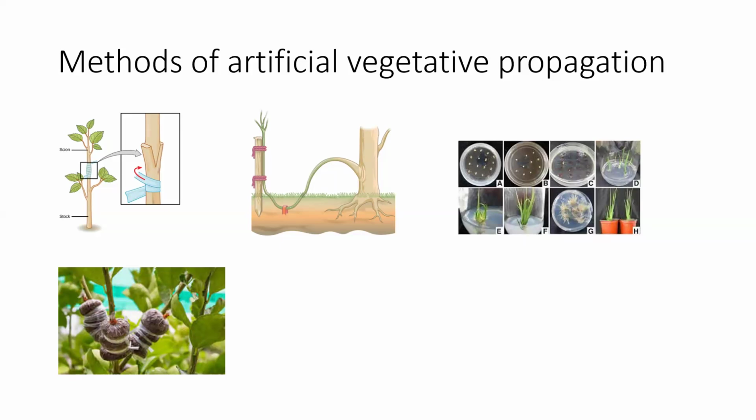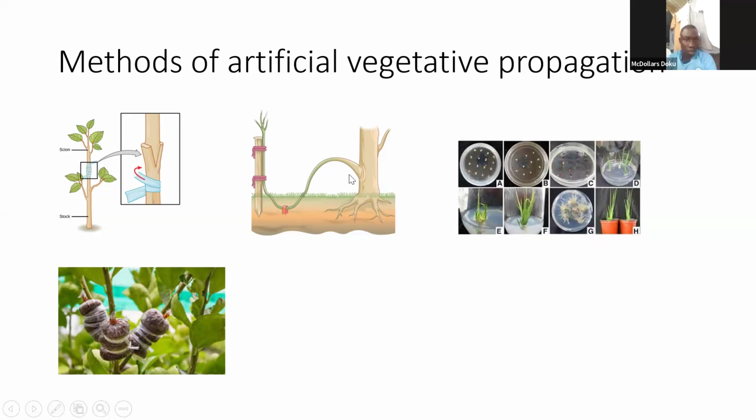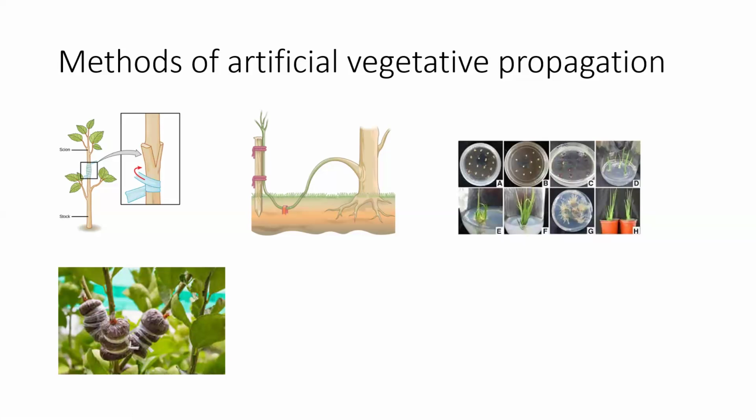For example, the first one here is grafting. Then we have layering. Then we have marketing. And then we have this other one. It is micropropagation. It's what? Micropropagation, or someone called it tissue culture. Are we together a little bit now?